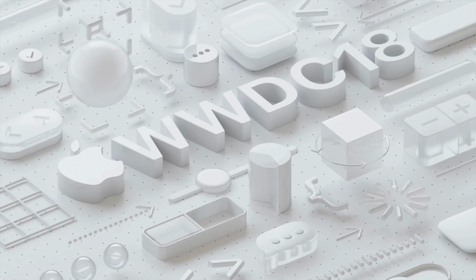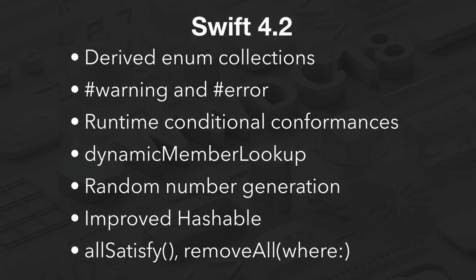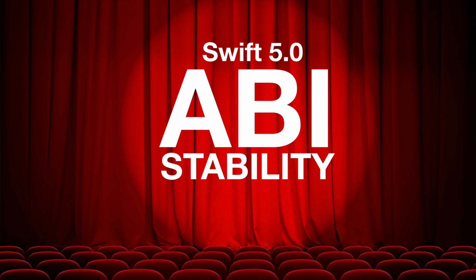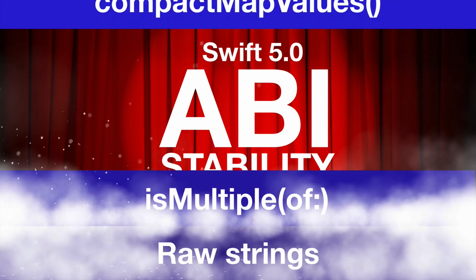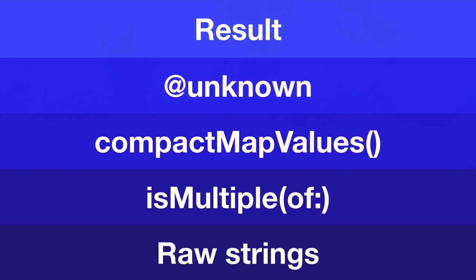Two or three times a year now, we get new Swift versions. Just Swift 4.2, a minor release, added things like CaseIterable, i.e. derived enum collections, hash warning and hash error, random number generation, improved Hashable, and more, and that's in a minor release. Of course, Swift 5 is coming very soon, and the biggest feature there is ABI stability. But once again, there are many other things coming inside there. Things like raw strings, and compactMapValues, and of course the amazing new Result type.